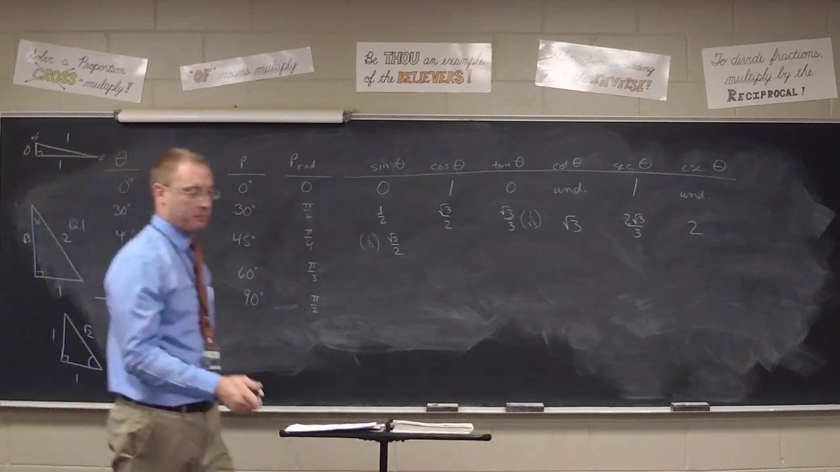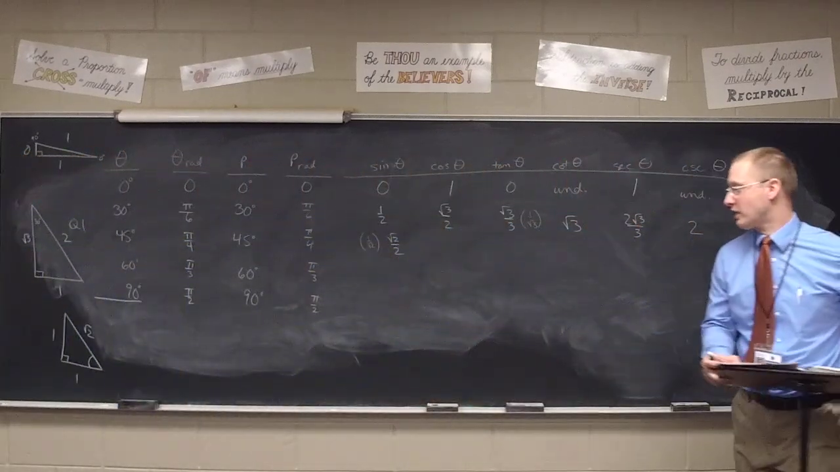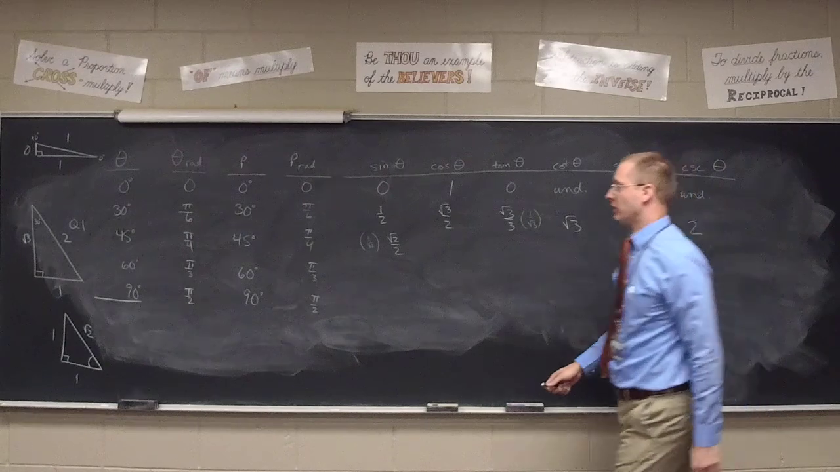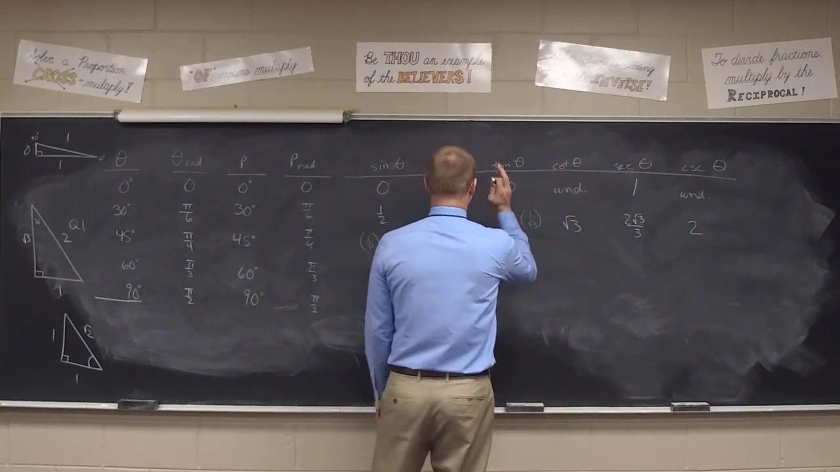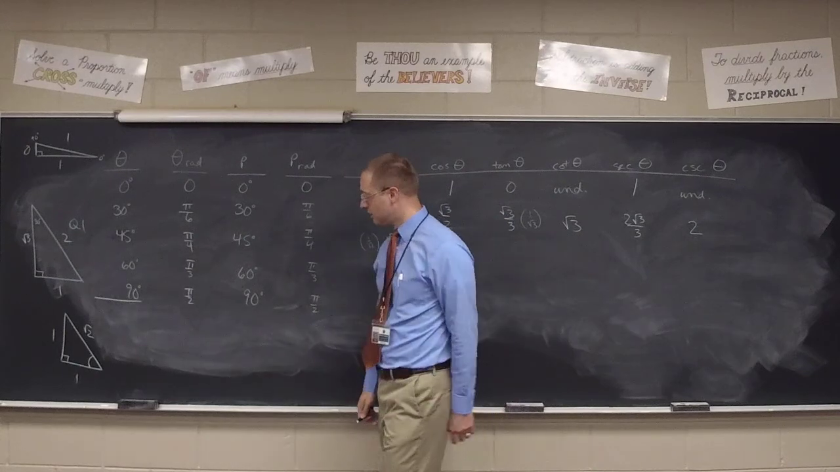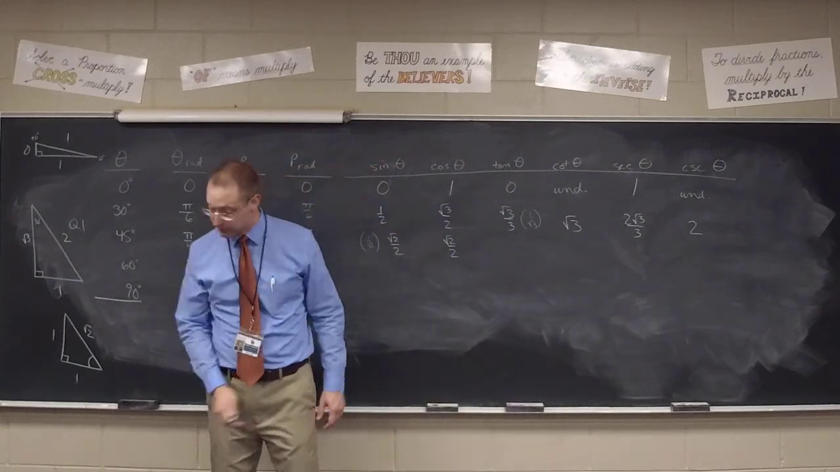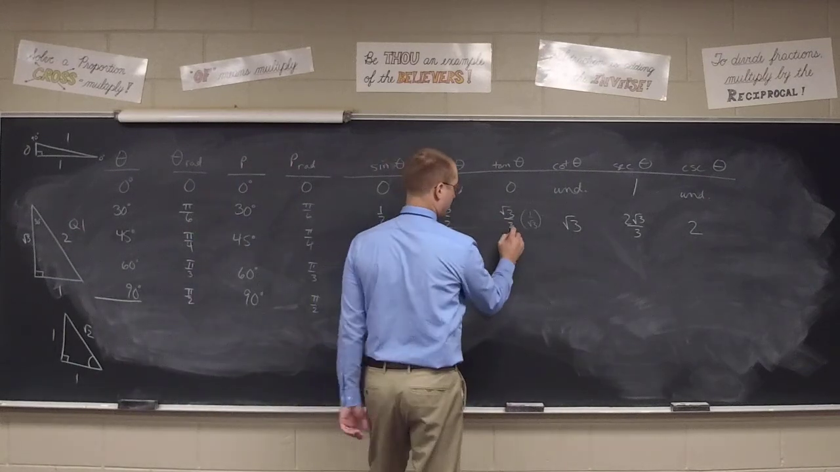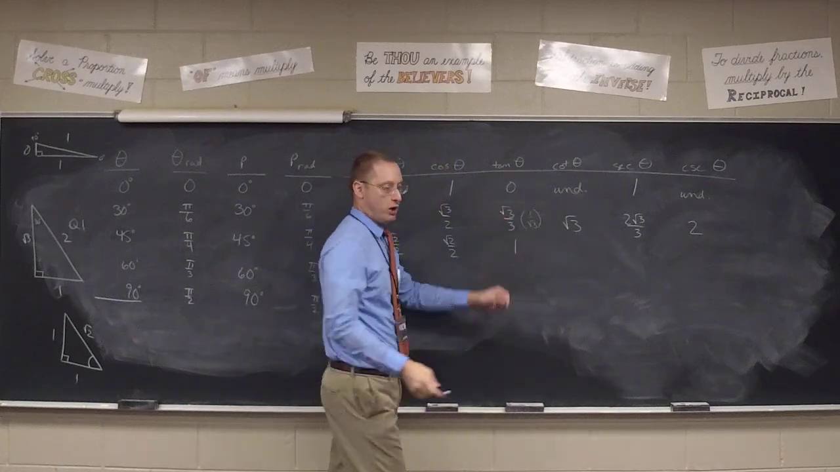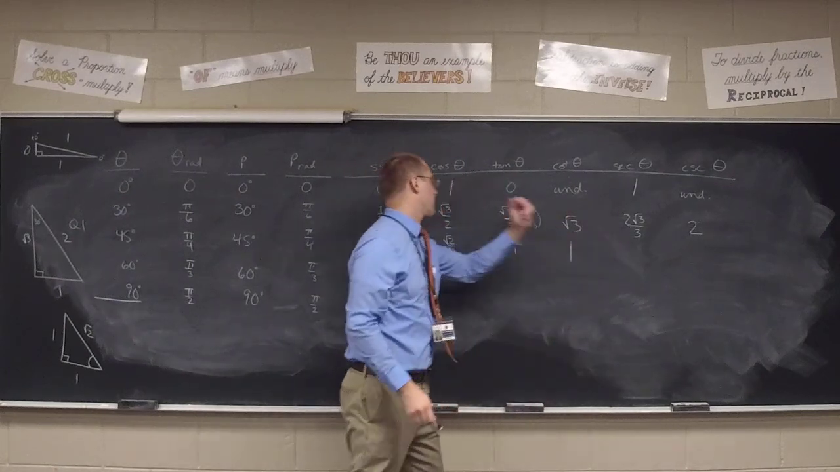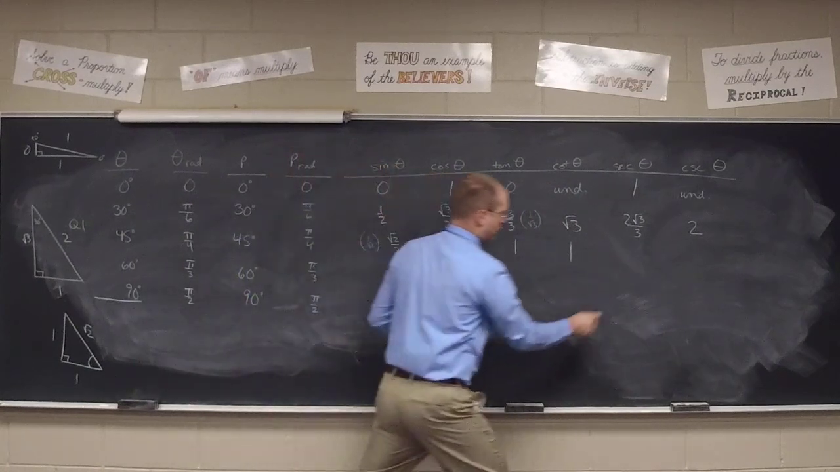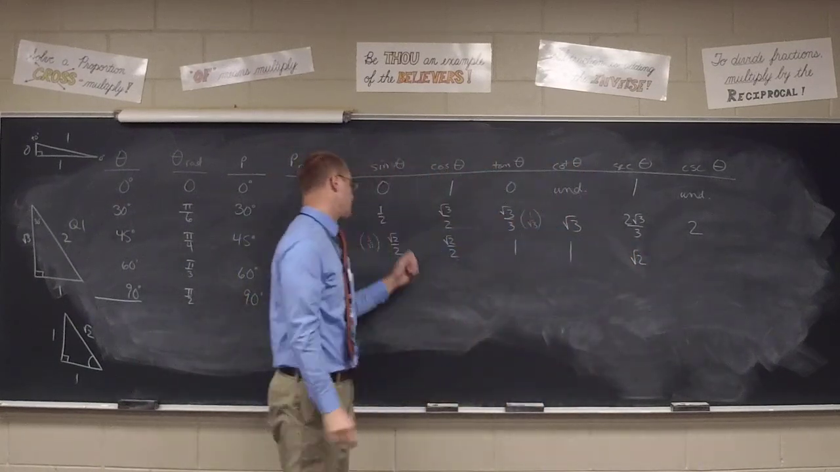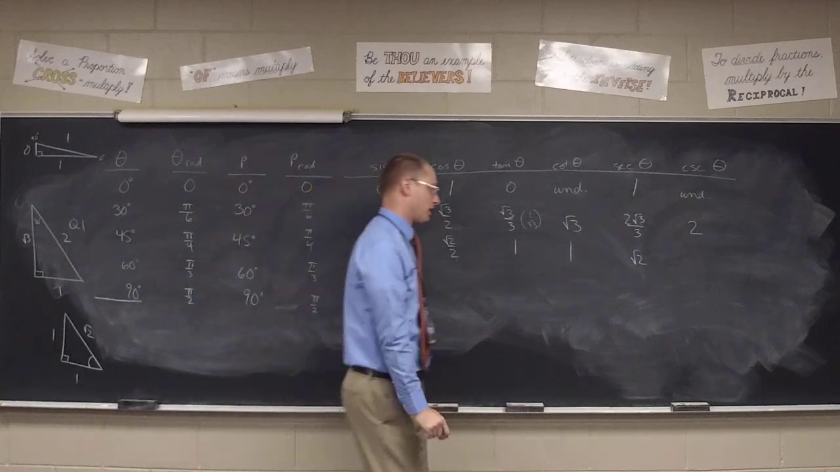You can draw it on your own paper if you want. I'll move the lecture down the way. 1 over square root of 2 again, or square root of 2 over 2. Tangent, what over what? Opposite over adjacent, so 1 over 1, which is 1. Cotangent, you're going to flip the 1. Secant, you're going to flip the 1 over square root of 2. Square root of 2 over 1, or square root of 2. Cosecant, you're going to flip this one. Square root of 2 again.